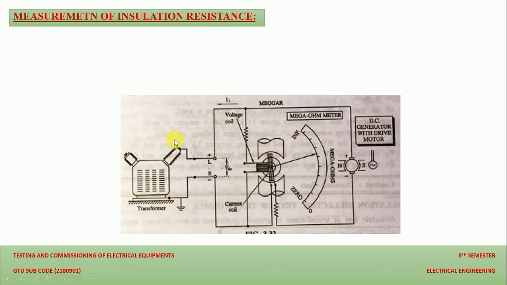Here we are measuring the insulation resistance between the transformer tank and the conductor, or we can say the live wire. This is the line terminal, which is connected with the line terminal of the transformer, and this is the earth point of the tank, which is obviously earthed. This is the second point, which is connected with the earth point, and this is the Megger that we have discussed.